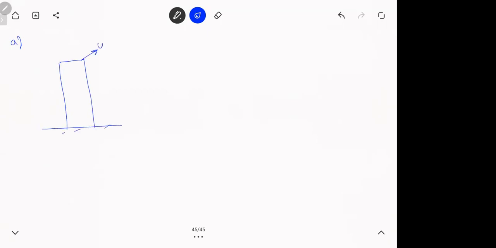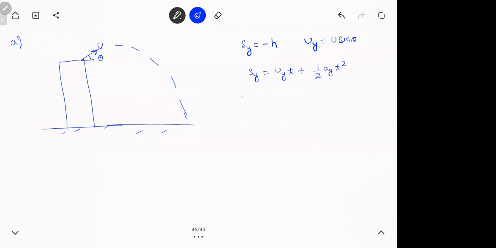Let's see how to do this thing. Just now we have done something similar, but we did it with numbers. I'm doing it with variables now. It's no different. What is S vertical? Minus h. What is U vertical? U sine theta. Can you see the process? It is the same thing, nothing changing, only variables are there now. So Sy is Uy t plus half Ay t square. So minus h equals U sine theta t minus half g t square.